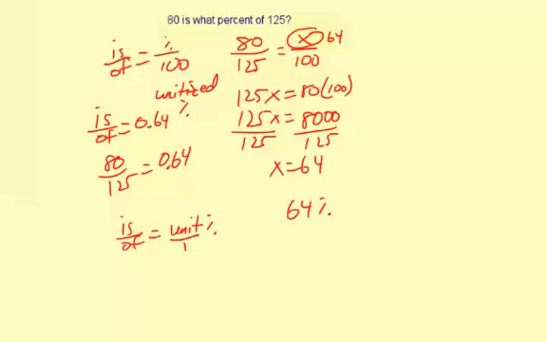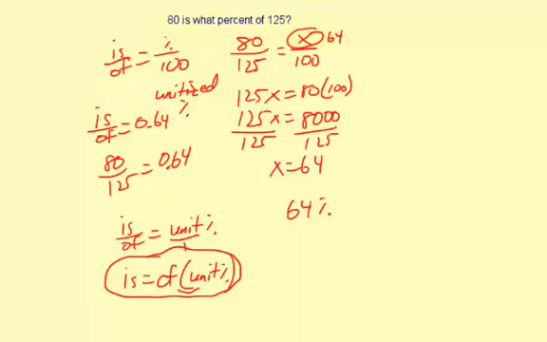So we would cross multiply here, and we would get the is equals the of times the unitized percent. So this is a percent equation. And you can switch these around. Oftentimes it's written the other way. So here's how this would work for solving this problem.